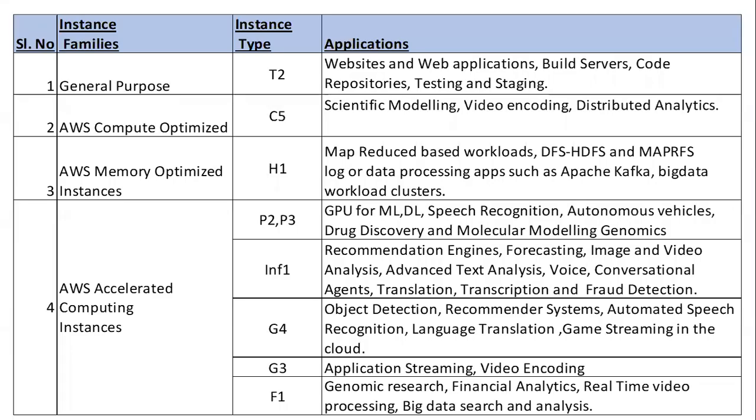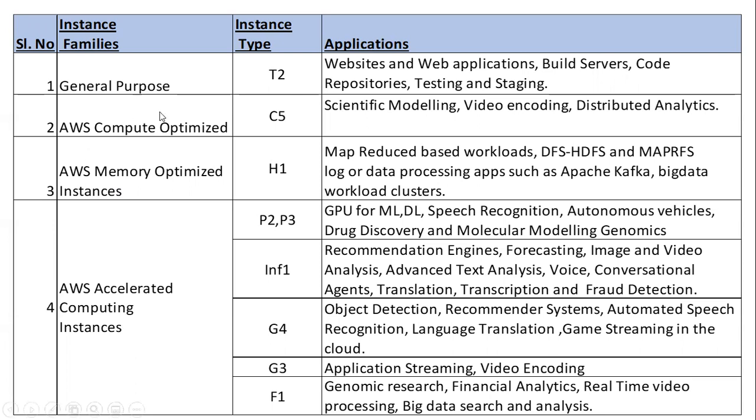I know that this slide looks very, very busy, but let me just explain this. If we want to understand the instance families, there are 4 major instance families. First one is what is called the general purpose instance family. Second is the AWS compute optimized instance family. Third, we have the AWS memory optimized instance family. And the fourth one is the AWS accelerated computing instance family. Now, I've listed some of the major instance types under each of these families.